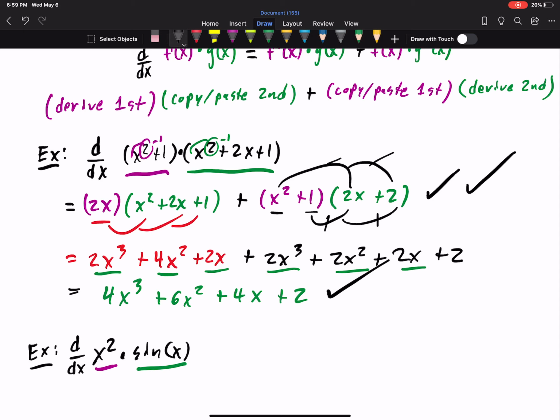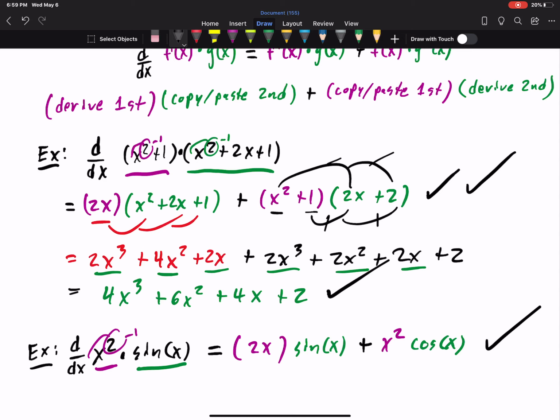All right. So how does this work out? We're going to derive the first. So deriving the first is going to bring this 2 down in front, subtract 1 from the exponent. And this gives us 2x to the first, or just 2x. Copy paste the second. So you get sine of x here. Then you leave the first alone, and then derive the second. The derivative of sine is cosine. Done. Not much more to it than that.